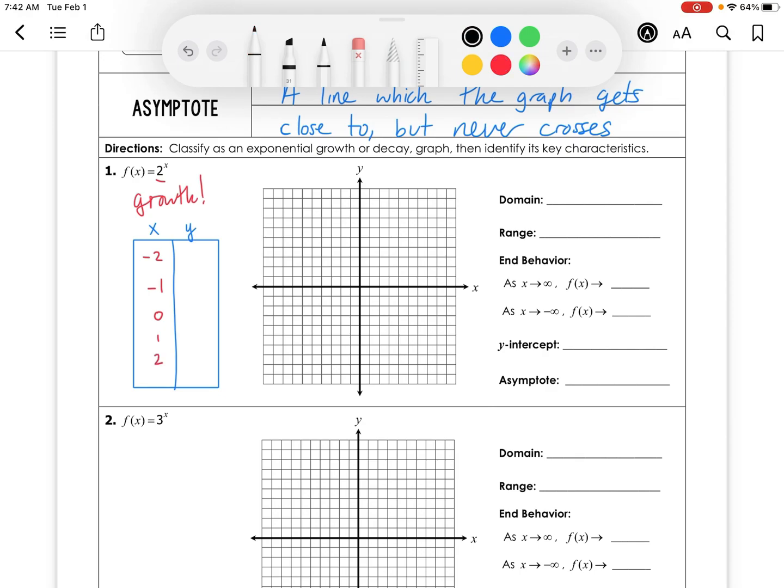Plugging those in for x, 2 raised to the -2 power is 1/4. 2 raised to the -1 power is 1/2. 2 raised to the 0 power is 1. 2 raised to the first power is 2. 2 raised to the second power is 4. These are our ordered pairs that we're going to need to plot on our graph. -2, 1/4. It's right there. -1, 1/2. 0, 1. 1, 2. And 2, 4.